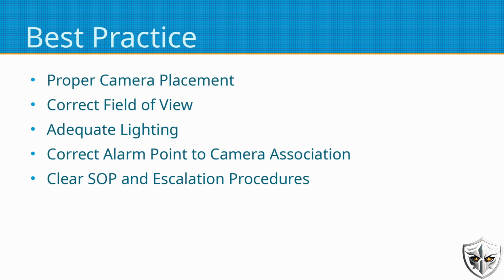Adequate lighting is very important. A lot of cameras do have infrared, so they can see at night, but making sure that there's enough lighting that the camera can actually send a good image or a good video so that you can tell what's going on. Another big one is making sure that the correct alarm point is tied to the correct camera. If you have an alarm on your front door and it pulls the camera from your back door, that's not very helpful. And then finally, making sure that we have a clear standard operating procedure and clear escalation procedures.